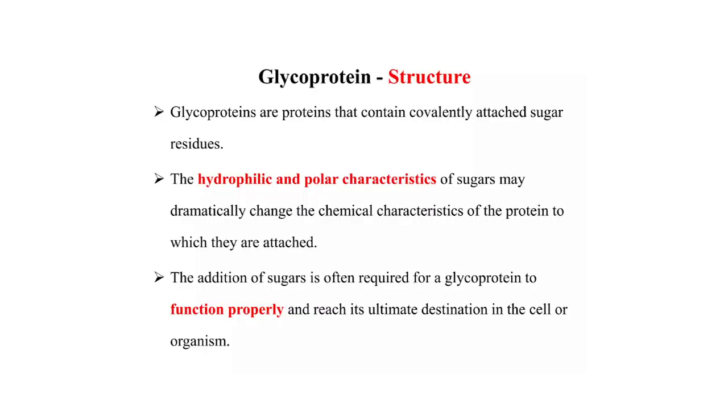If we speak of the structure of glycoproteins, these are basically proteins that contain covalently attached sugar residues, where the hydrophobic and polar characteristics of sugars may dramatically change the chemical characteristics of the protein to which they are attached. Now, the addition of sugar is often required for the glycoprotein to function properly and reach its ultimate destination in a cell or an organism.